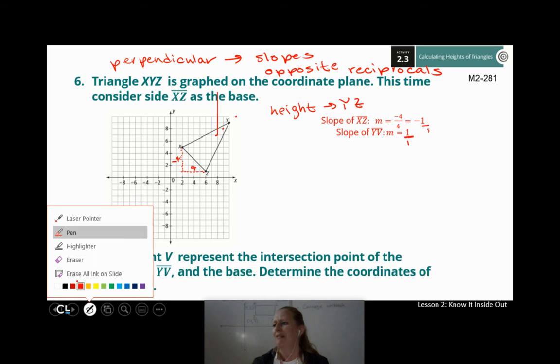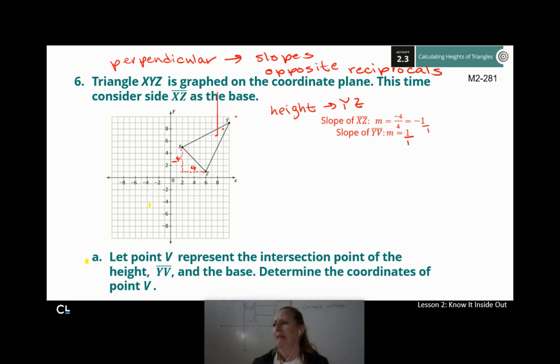Oh my gosh, my pen. What is it doing? I busted out the highlighter instead of the eraser.